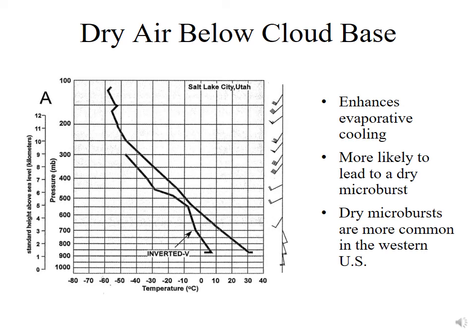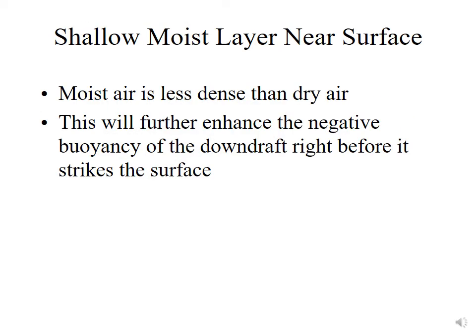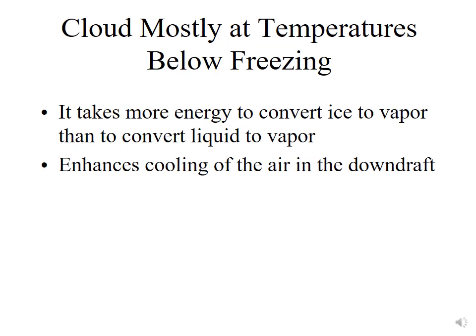And these dry microbursts are very common in the western US, where we have these high base thunderstorms and a lot of common virga underneath them. So that shallow moist layer near the surface, recall that that moist air is less dense than dry air, and therefore that will enhance the negative buoyancy of the downdraft right before it strikes the surface. And if that cloud is mostly at temperatures below freezing, it takes more energy to convert the ice to vapor than to convert liquid to vapor, and it enhances the cooling in that downdraft. Remember, those are the two secondary effects that lead to microburst formation.